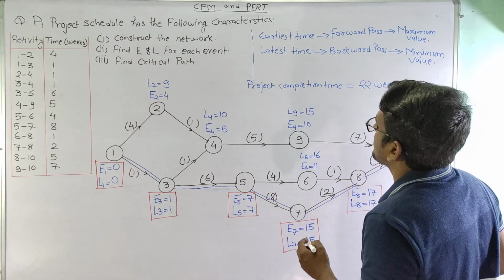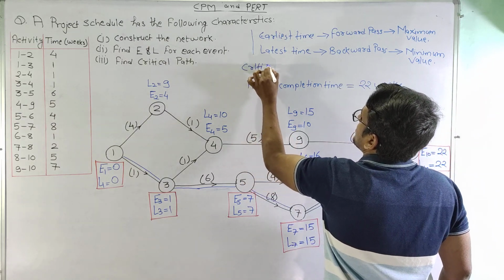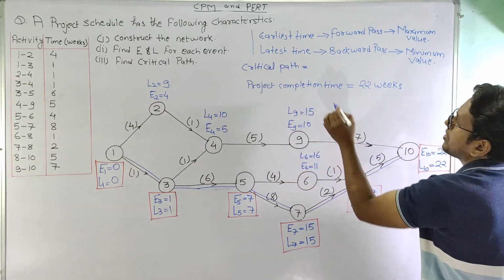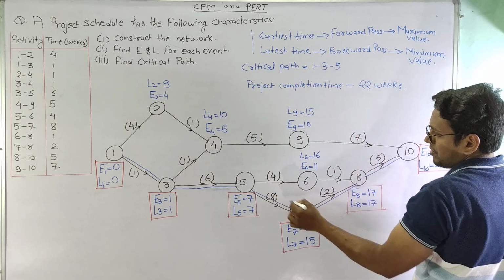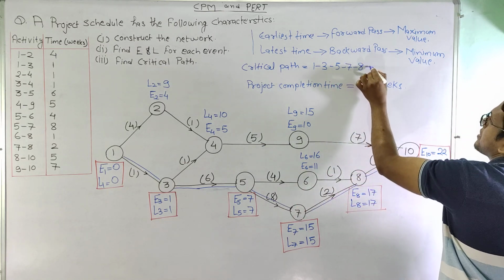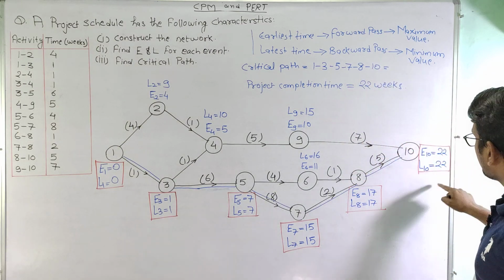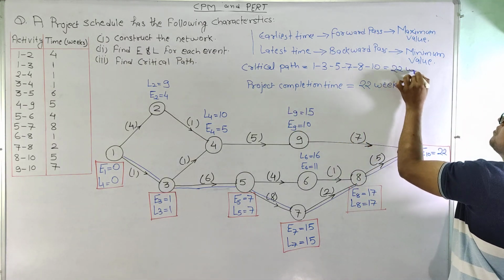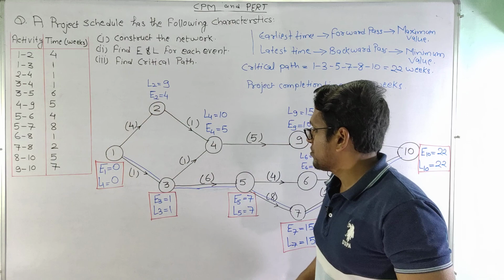So the critical path is coming as 1, 3, 5, 7, 8 and 10, and this constitutes the total or the maximum time as 22 weeks, which is the project completion time. So this is 22 weeks. So finally we have completed the third part also.